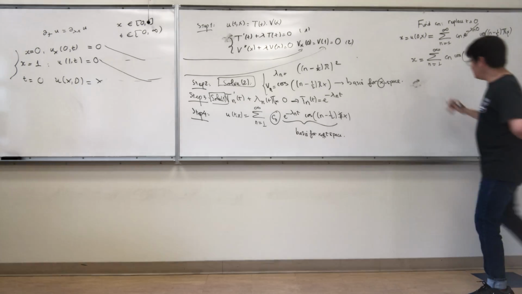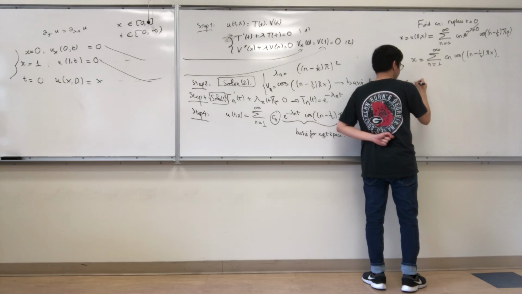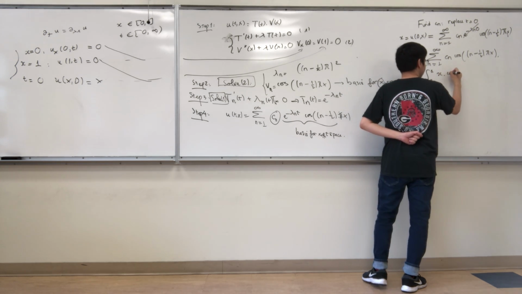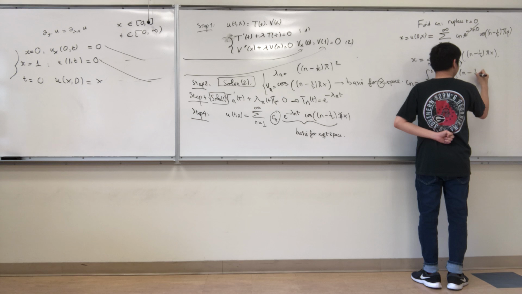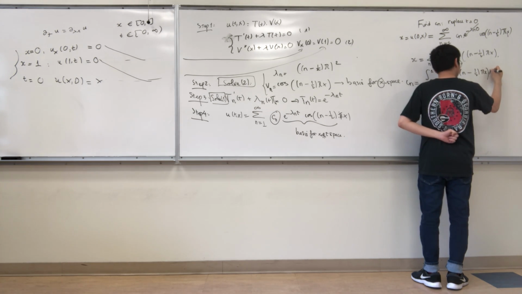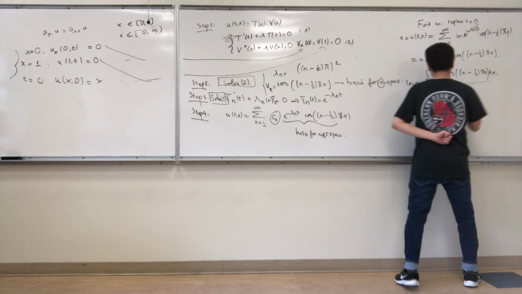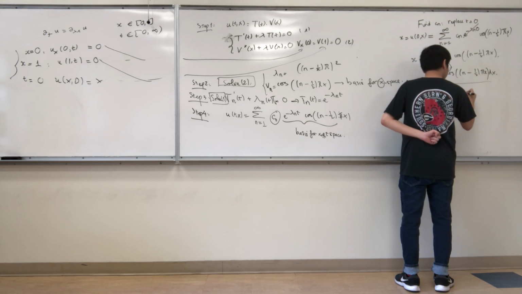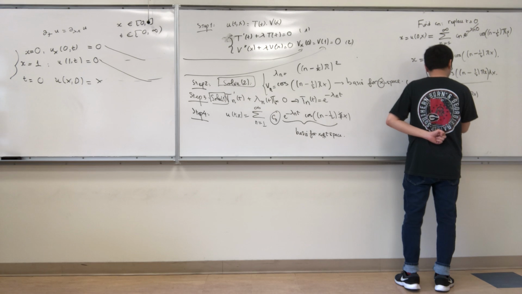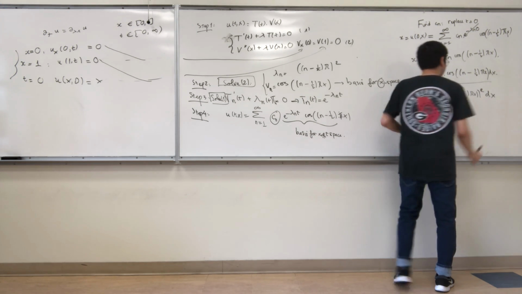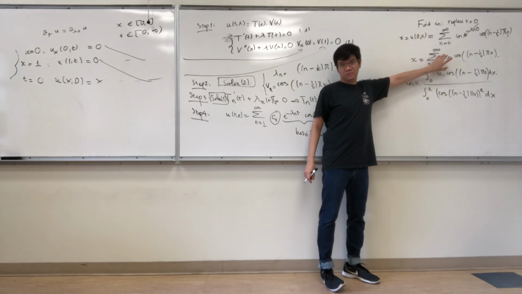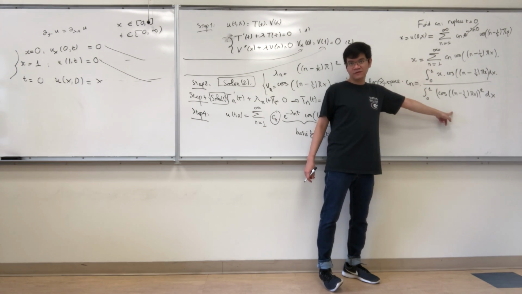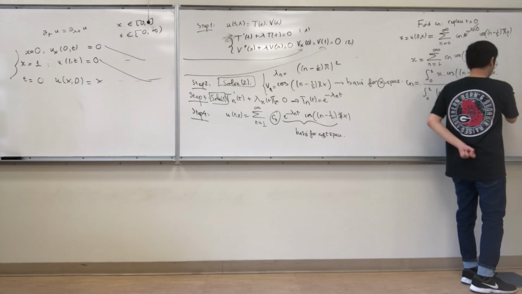All right? So how do you compute Cn? Cn will be the integral from 0 to 1 of x times cosine of (n minus 1/2) pi x dx, over the integral of cosine squared of (n minus 1/2) pi x dx. So the first term was computed in the previous class. The second one can be computed easily. It's 1/2.